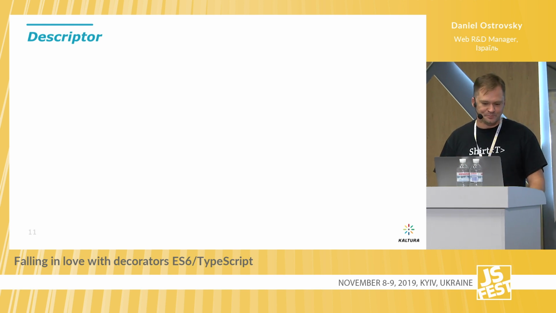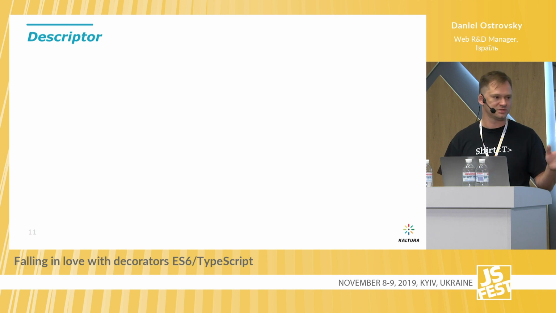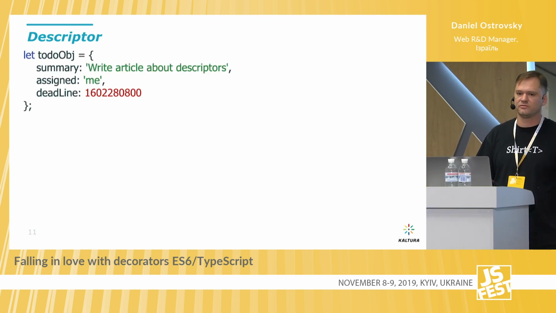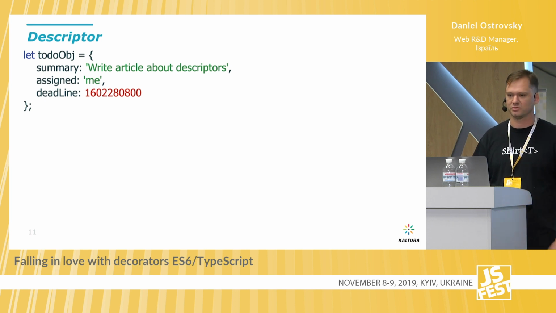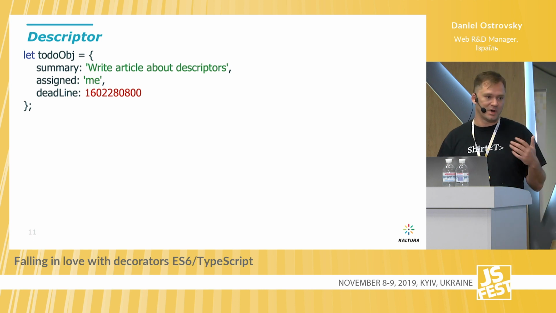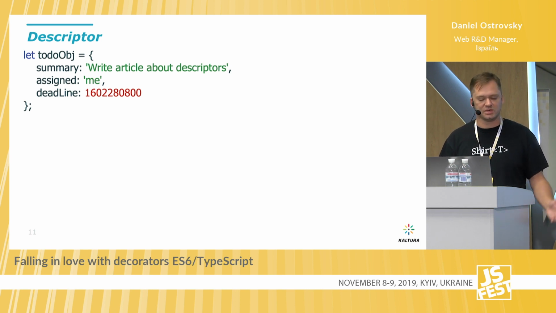I want to go over what a descriptor is, okay? Because I know that for some of you it's obvious, we know what a descriptor is. For some people it's usually, descriptor, what are you talking about? So for me, a descriptor is a kind of metadata, a meta object of a specific property, okay? It's additional information that I can get about the property I'm interested in. So let's take, for example, a simple to-do object with a summary, assigned, and deadline. We will talk about the property deadline.